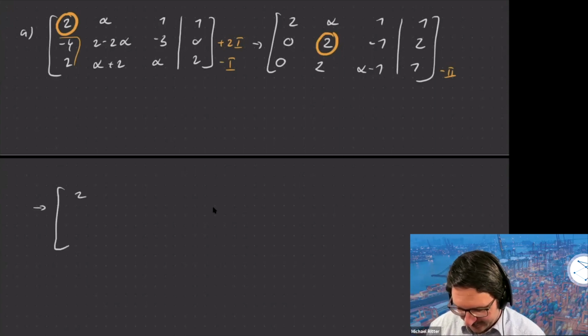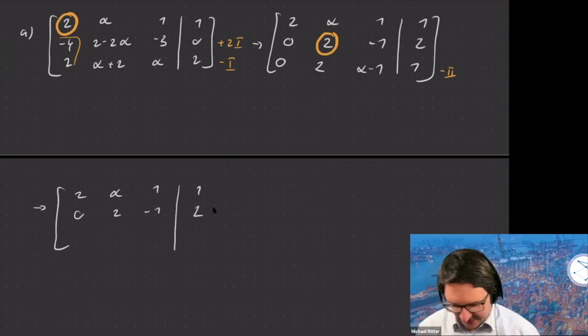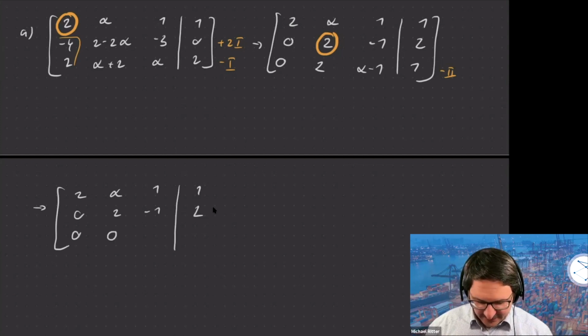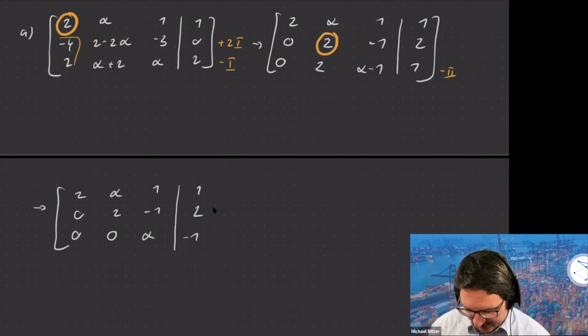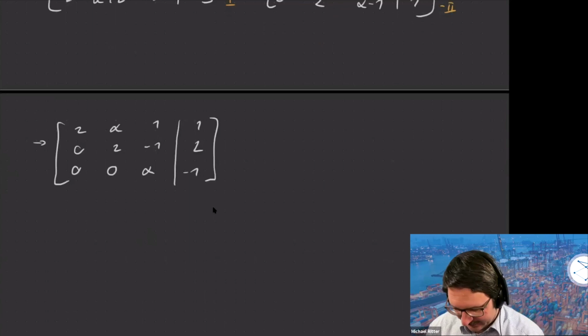So we copy the first row. We copy the second row. And for the last row, we get 2 minus 2, that is 0. And here we have alpha minus 1 plus 1, that's alpha. And 1 minus 2, that's minus 1. So that's the final tableau that we get.